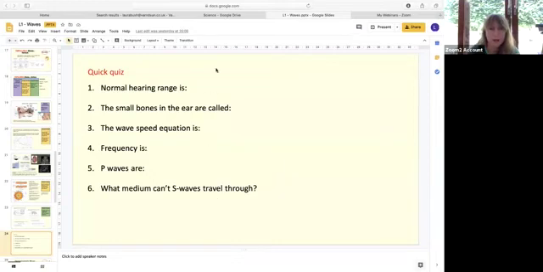Stop sharing that one. And the last poll, poll 5, is what medium can't S waves travel through? They provide the evidence for the structure of our Earth. S waves, the secondary waves that are transverse, cannot travel through.